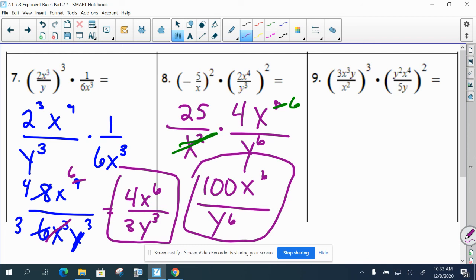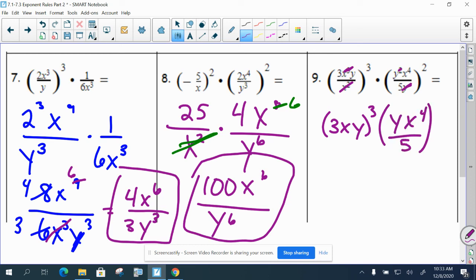All right, one more crazy example, I promise. This is the last one. So 3 to the 3rd is 27. Actually, hold on a second. Before we do anything, let's look at what we can reduce first, because I see x to the 3rd over x squared. These 2 x's are going to cancel with only 1 x left up here. So then you're going to just have 3xy to the 3rd. And then here, this y will cancel with one of these y's. So you'll have y x to the 4th over 5 squared.